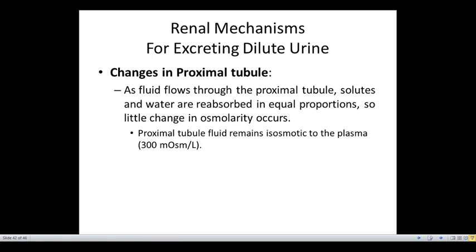Let's study the changes in the proximal tubule. As fluid flows through the proximal tubule, solutes and water are reabsorbed in equal proportions. So, little change in osmolarity occurs, and the proximal tubule fluid remains isoosmotic to the plasma, that is having the same osmolarity, which is 300 milliosmoles per liter.